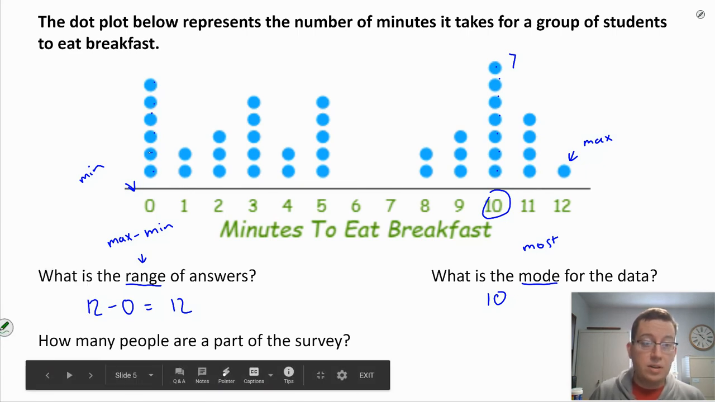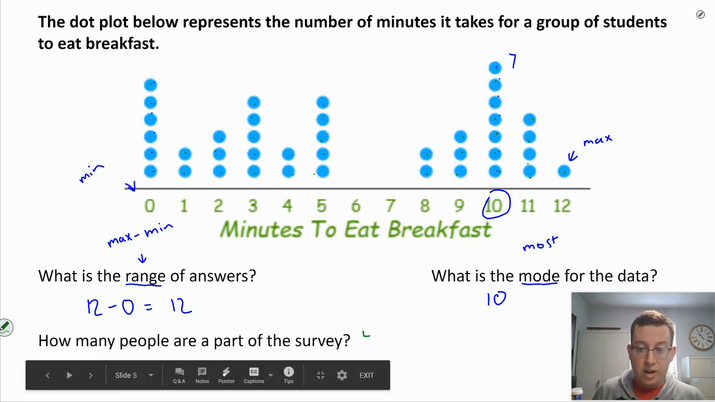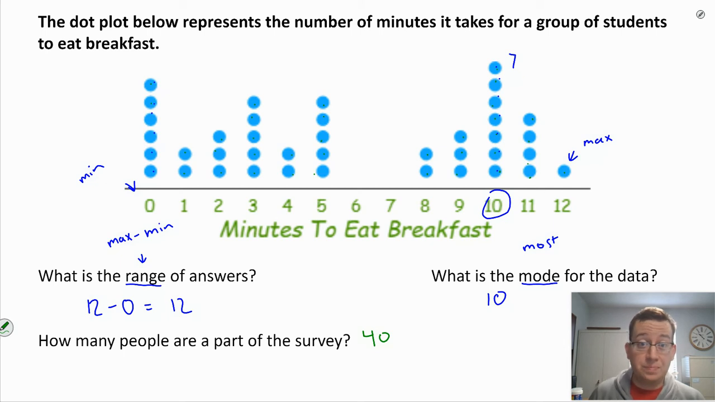So let's see, we've got 1, 2, 3, 4, 5, 6, 7, 8, 9, 10, 11, 12, 13, 14, 15, 16, 17, 18, 19, 20, 21, 22, 23, 24, 25, 26, 27, 28, 29, 30, 31, 32, 33, 34, 35, 36, 37, 38, 39, and 40. So there are 40 people who participated in the survey, and I know that because there are 40 dots.